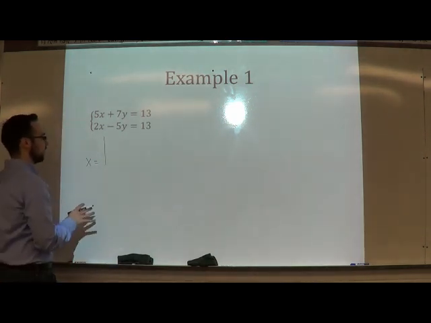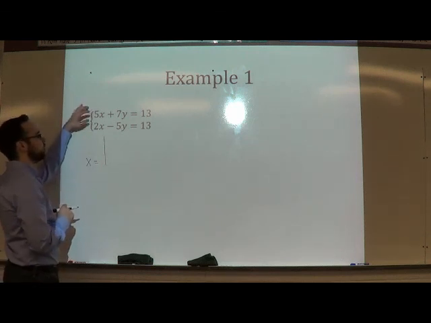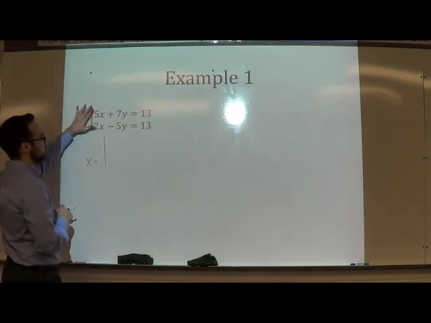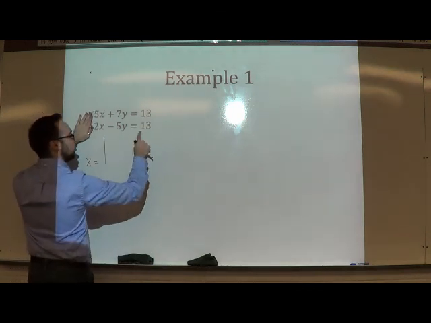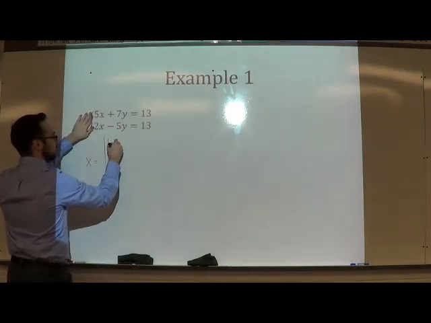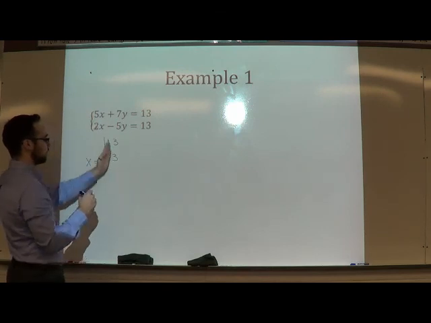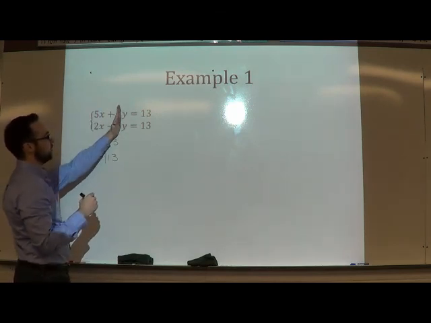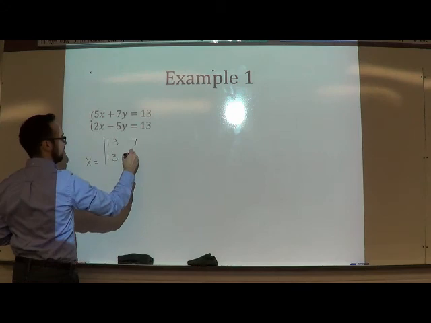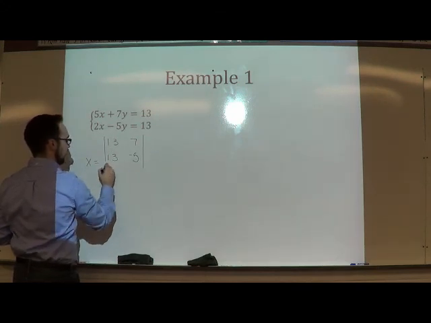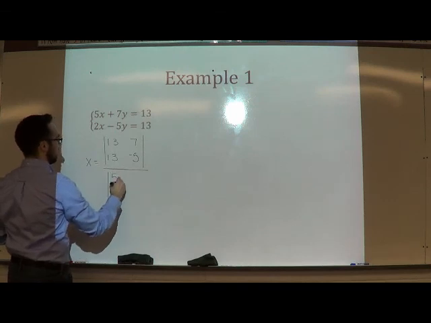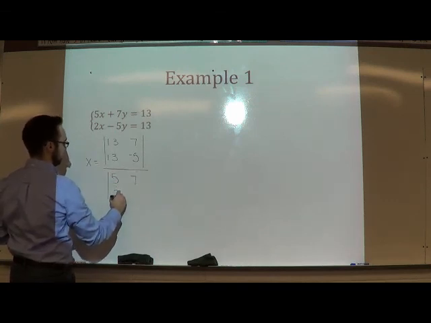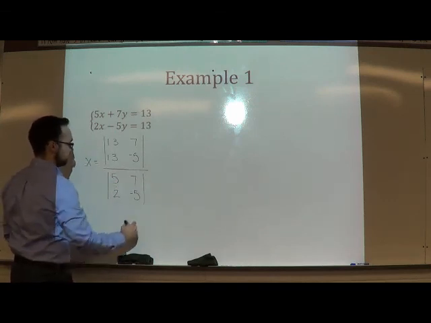Really what's happening here is when you do Cramer's Rule, you're going to take the coefficients of the variable you're solving for and remove those and replace them with these. So the first two here are going to be 13 and 13 in that x column, and then we're going to leave the y's. So then we have 7 and negative 5. And then down below we just take these 4 over here. So we'll have 5, 7, 2, and negative 5.